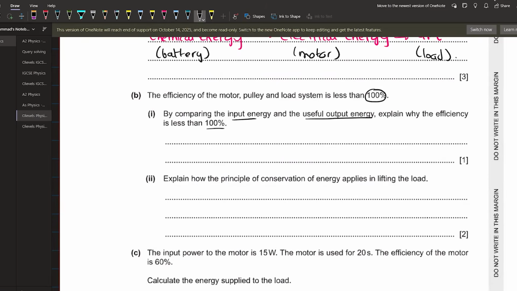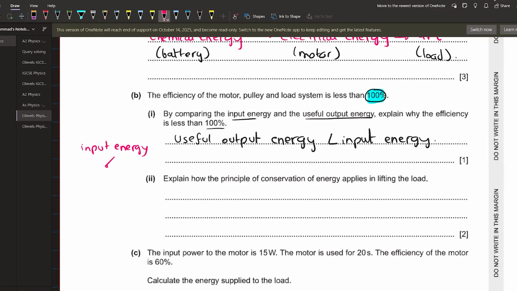Beta, if the efficiency is less than 100%, what can we say? The useful output energy, meaning the energy you receive at the output, is much less compared to the input energy, that's why efficiency is less than 100%. And what can be the reason? Let's say you provide energy at the input, this is your input energy. Some amount of it is utilized to do useful output and the other is wasted as heat.